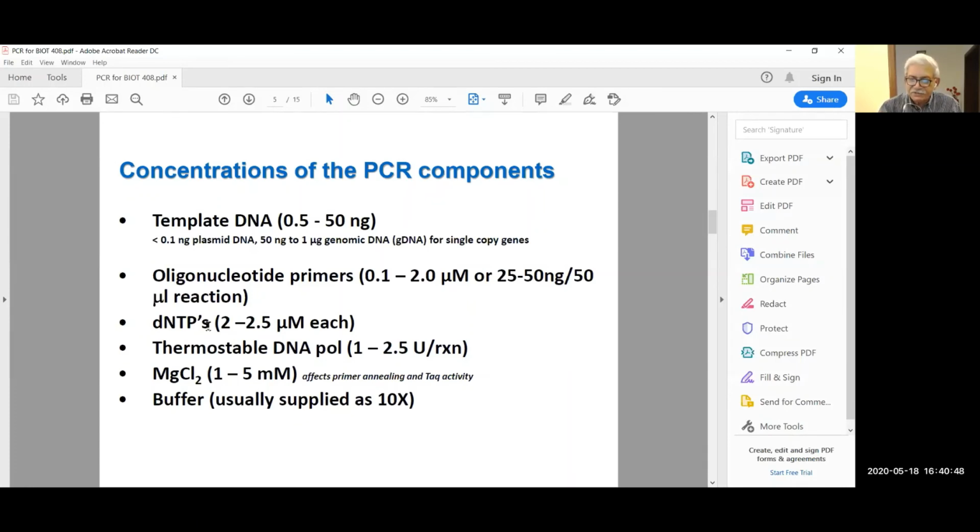Now about the dNTPs. I will explain this one and the rest of the things. They are very, very simple. dNTPs come as 100 millimolar solution each.